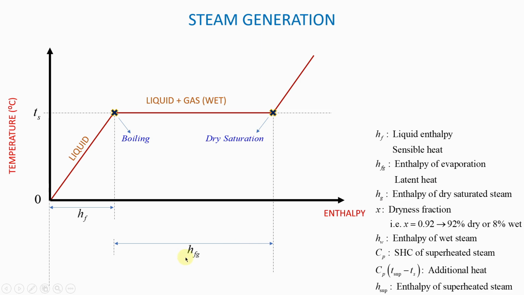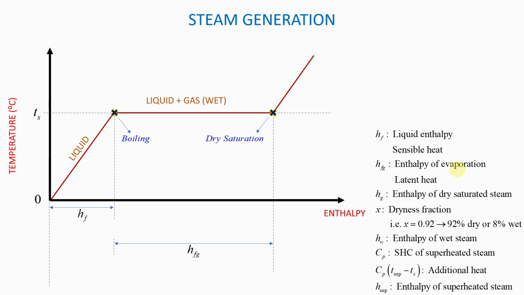And this is the enthalpy of evaporation. So this is the heat that you need to completely evaporate the liquid from the moment it starts boiling. This is HFG. It's called the enthalpy of evaporation, and it is also called the latent heat. So these two expressions are for HFG. They are used interchangeably. You are just supposed to be familiar with them both.